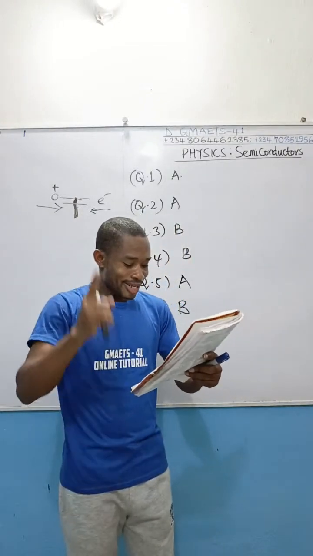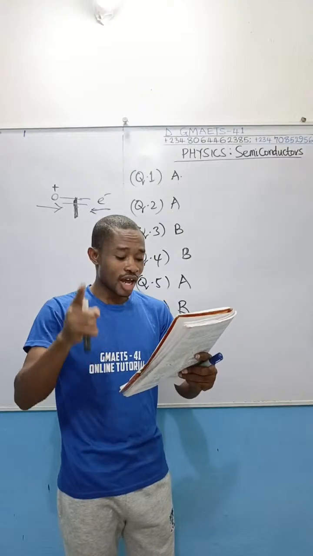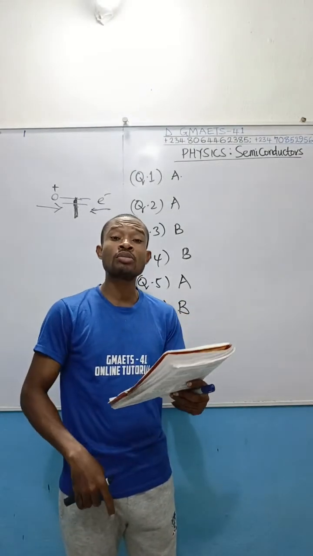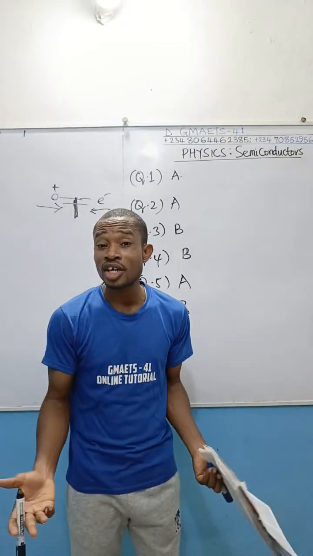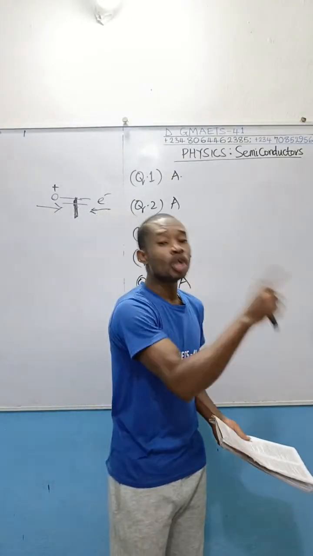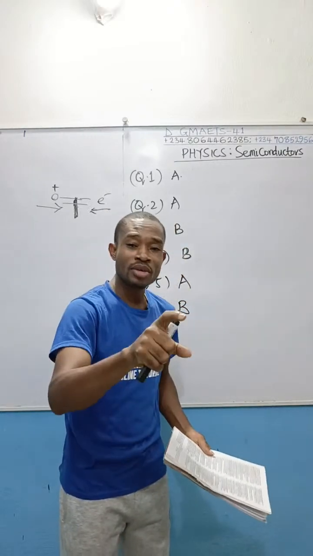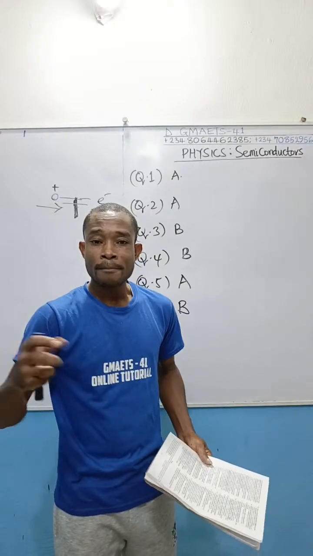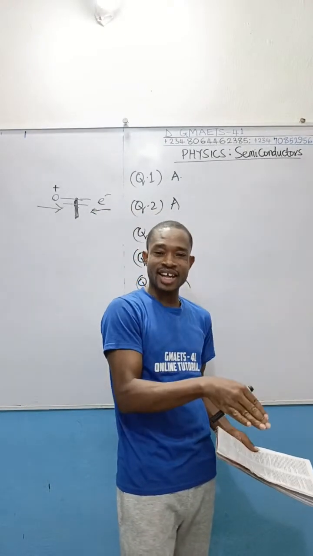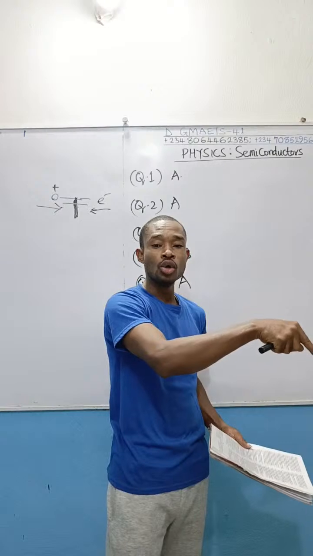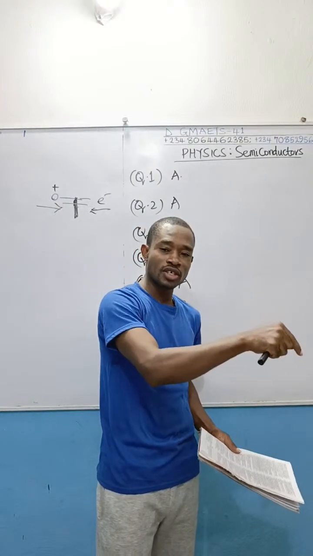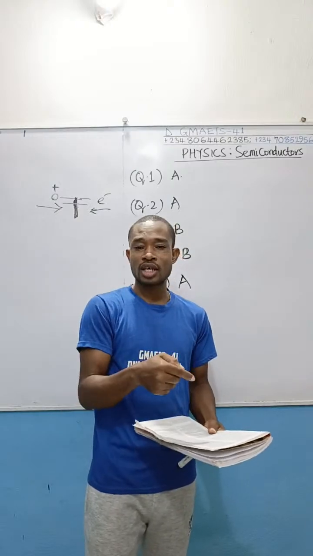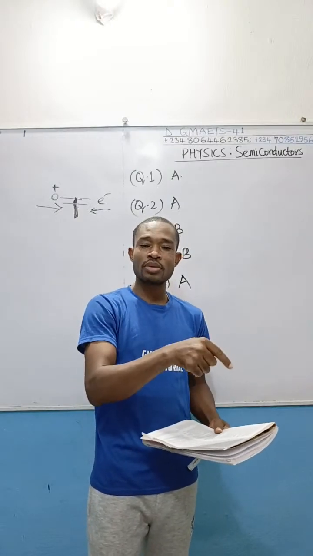The question: silicon doped with aluminium and germanium doped with arsenic becomes, without even reading the options, the answer will be this. If you dope silicon with aluminium, aluminium is trivalent, so it will take electrons from silicon, making silicon have fewer electrons and more holes. And when you have more holes in a semiconductor, it becomes p-type. So aluminium will make silicon become p-type.